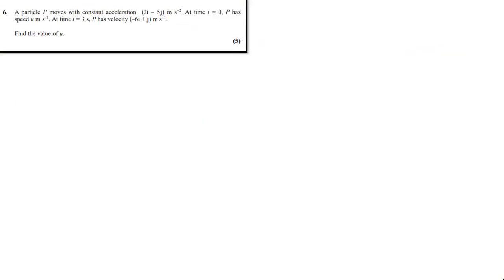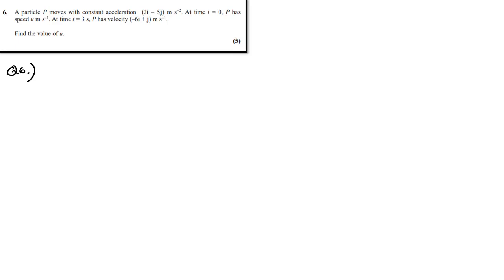Starting with the very first question on the mechanics part of the exam, we have question 6 looking at constant acceleration. This is a really nice introduction question, hopefully an easy 5 marks for everyone. It's pretty brief, so what we need to do is read the question. We've got a particle P which moves with constant acceleration, and we've been given the acceleration here. At time t equals 0, P has speed u meters per second. At time t equals 3, 3 seconds later, P has velocity minus 6i plus j meters per second. What we want to do is find the value of u, the initial speed.